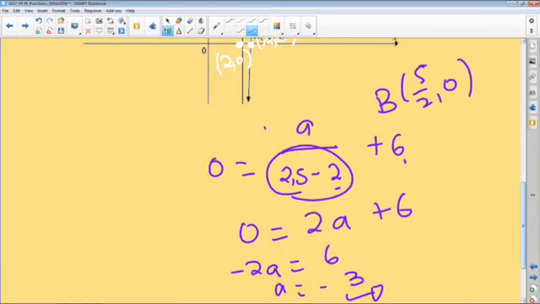Okay, and then we've now got all the values. We've got the values for a, p, and q. And so, yes, we've answered the question. We've found the defining equation of this hyperbola.